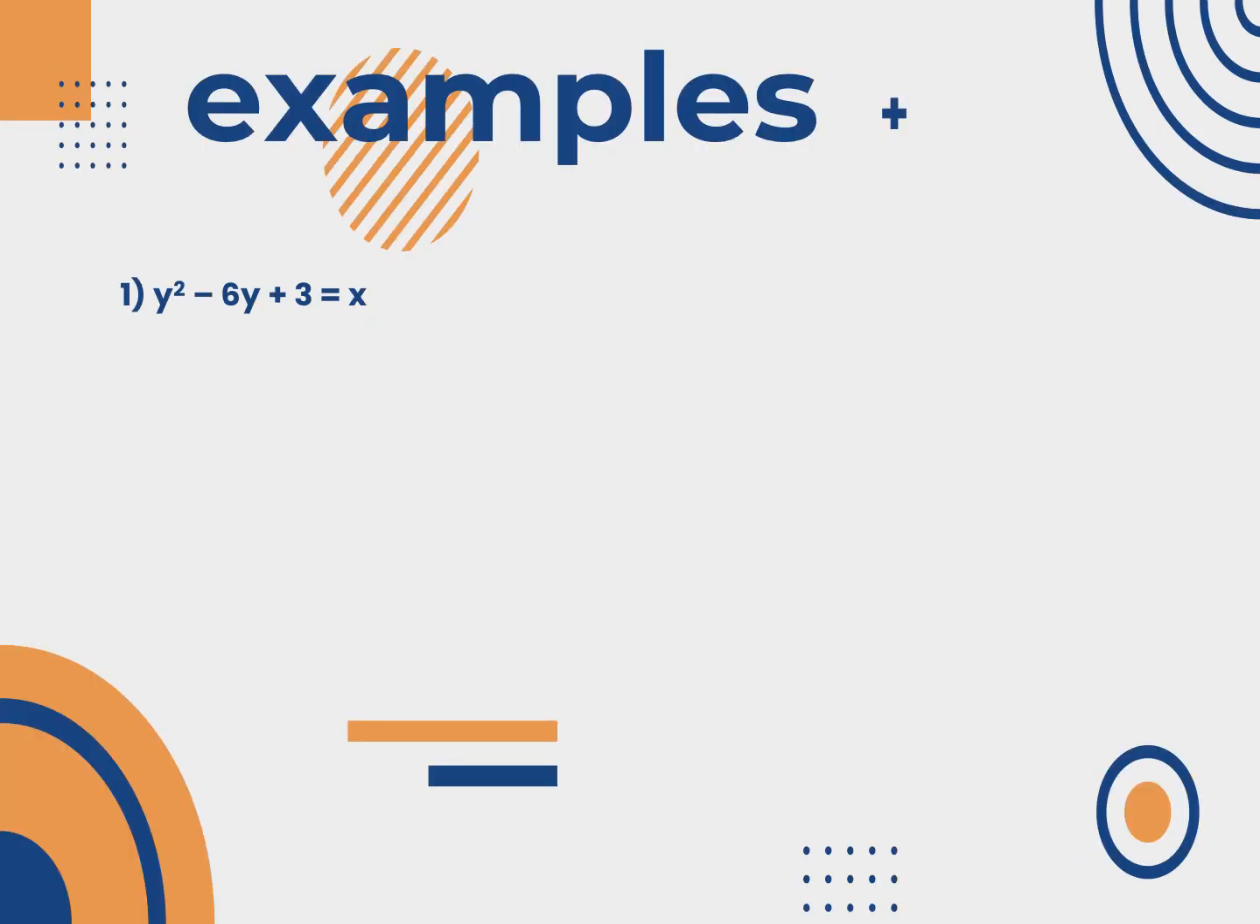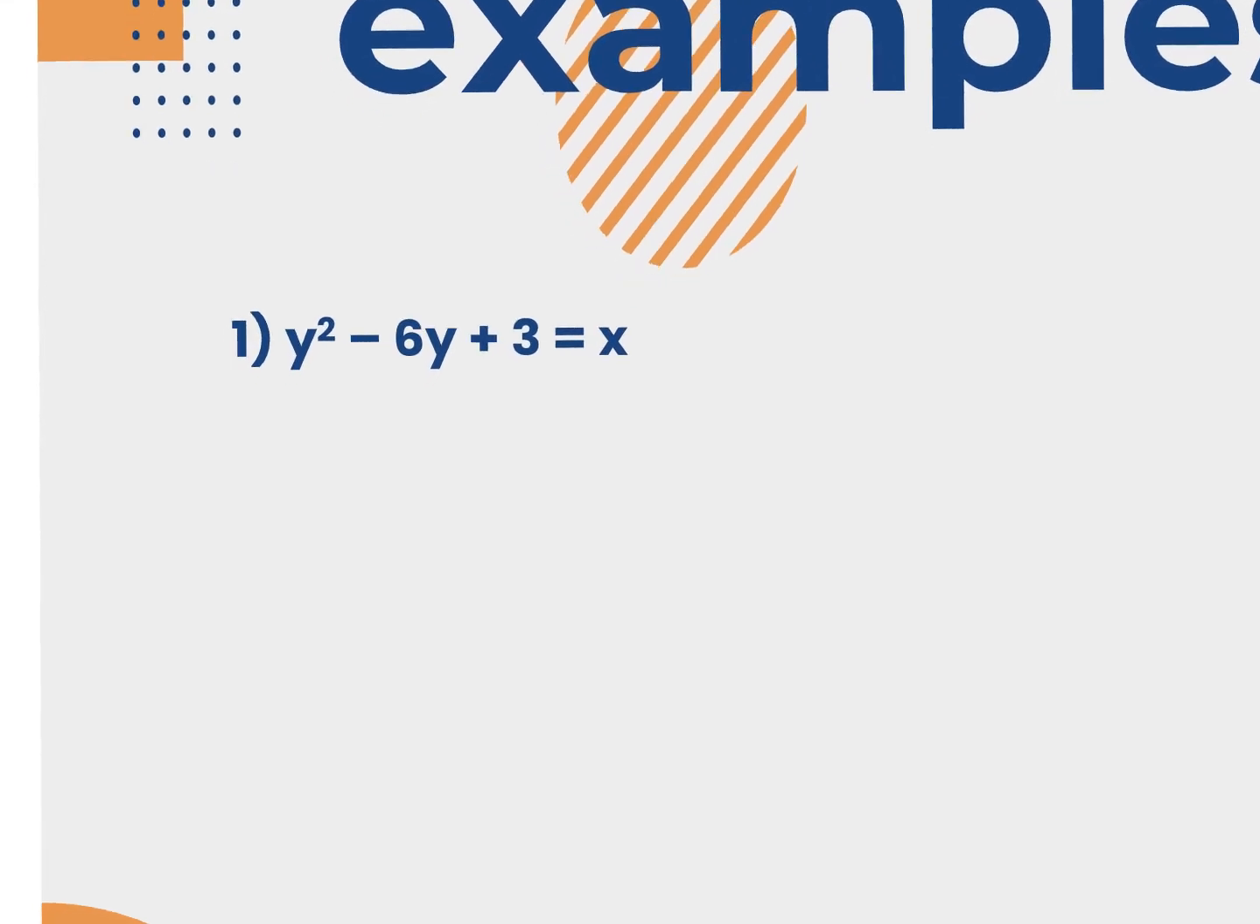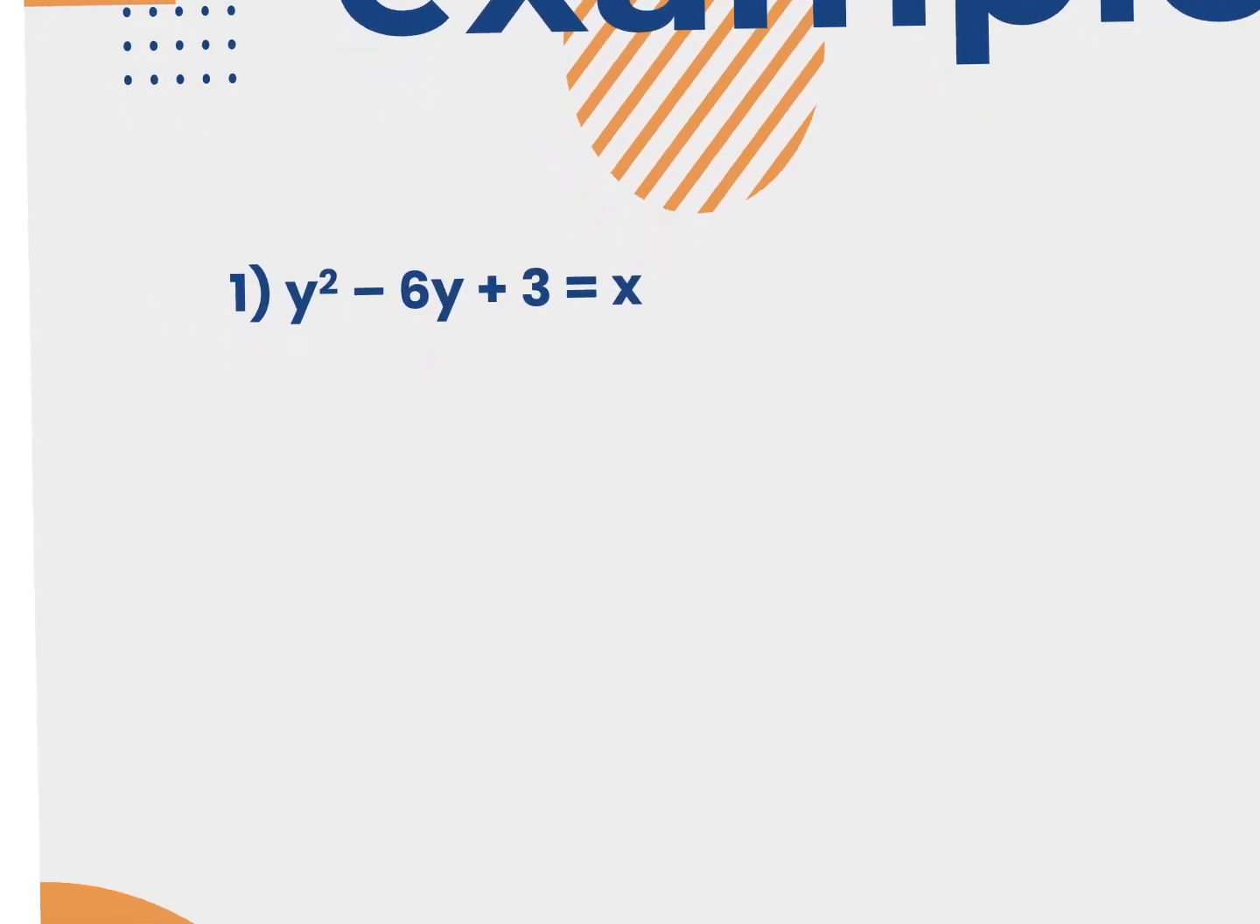So one thing that you can notice is that whenever there's only one variable that's squared, that should be a clue that it's a parabola. Now, before when we completed the square, we didn't have a y squared. It was just the x squared because it was just the vertical parabola, the up and down.